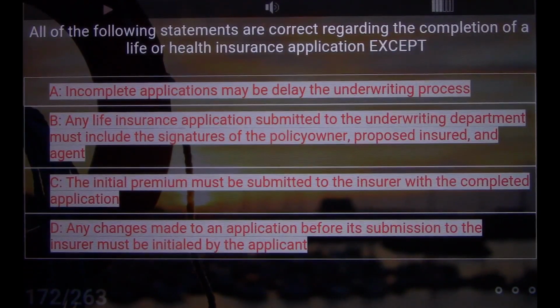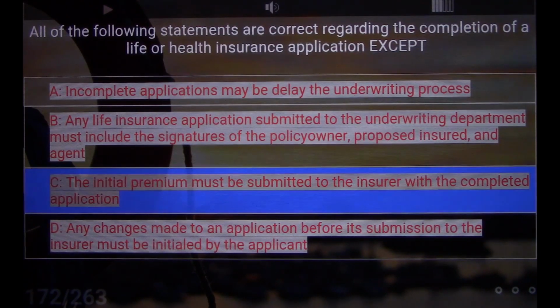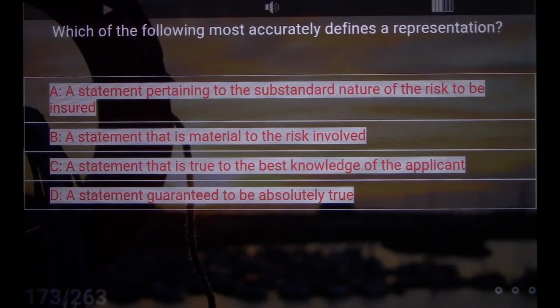All of the following statements are correct regarding the completion of a life or health insurance application except C. The initial premium must be submitted to the insurer with the completed application. Which of the following most accurately defines a representation? C. A statement that is true to the best knowledge of the applicant.